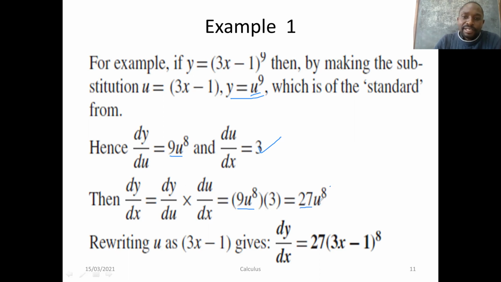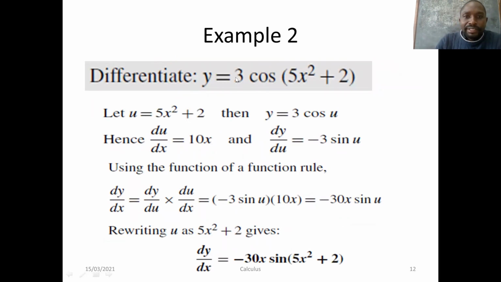And then from here, you can substitute the value for u, since your u is basically 3x minus 1. You're substituting it here, you have 27(3x minus 1) to the power 8 as the final derivative of the function y = (3x minus 1) to the power 9. The second example here, you are given y equals 3 cos(5x squared plus 2).